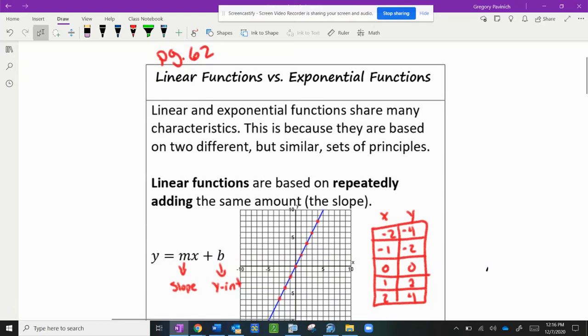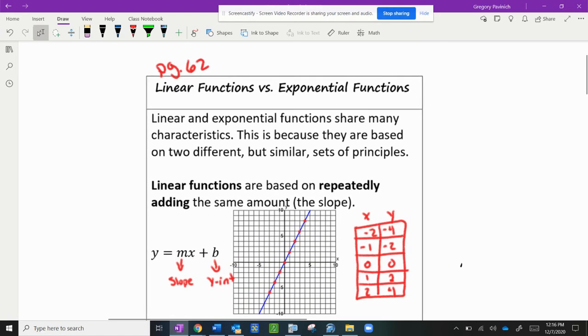Hey, today we're going to start off page 62 on our INB, where we'll be comparing linear functions and exponential functions. So if you read the heading or the beginning paragraph, it says linear and exponential functions share many characteristics. This is because they are based on two different but similar sets of principles. So first we're going to look at linear functions, and they are based on repeatedly adding the same amount, which is called the slope of the equation.